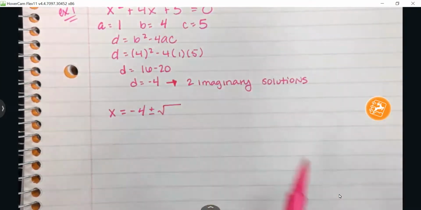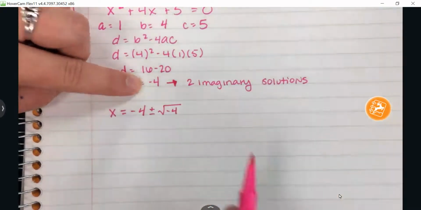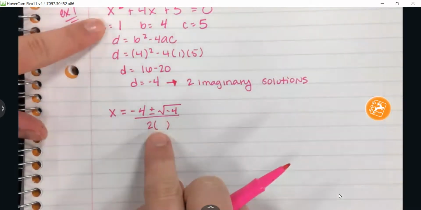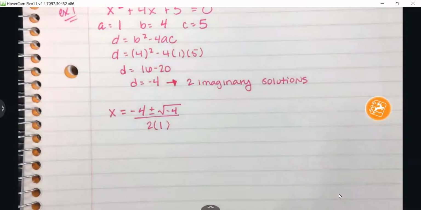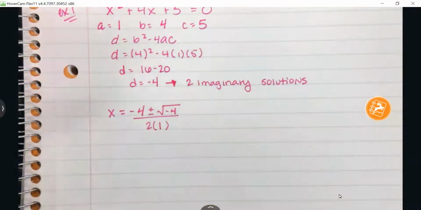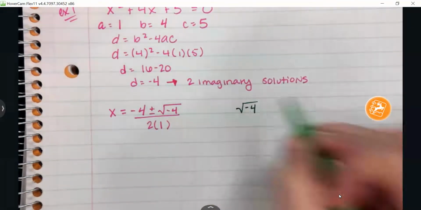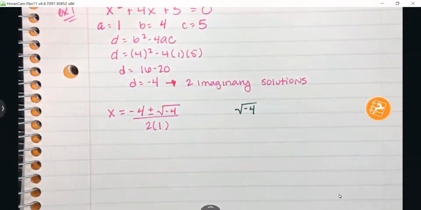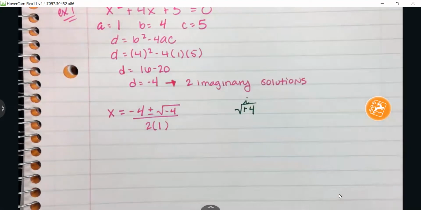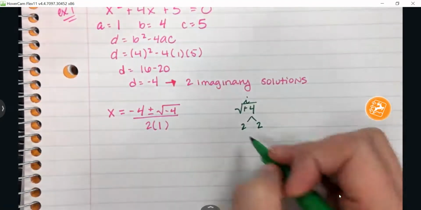So it's going to go inside here. My discriminant was negative 4. All over 2 times a, and a is 1. Before I can do anything, I need to go to the side and break down my radical. Simplify it, square root of negative 4. So my negative becomes the letter i, and 4 breaks down into 2 times 2.